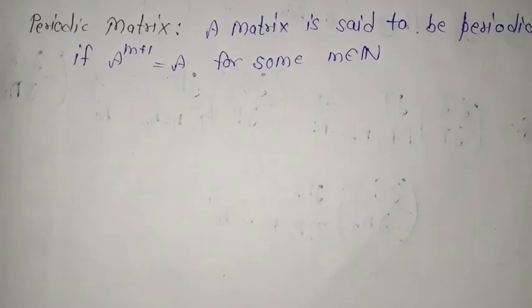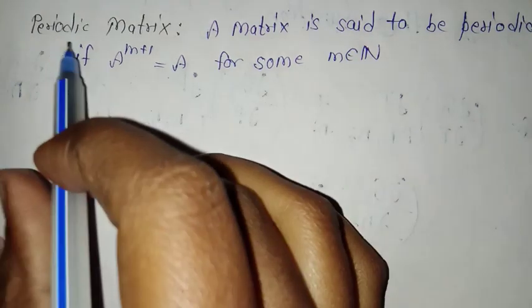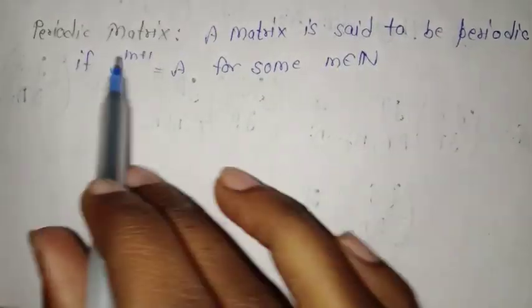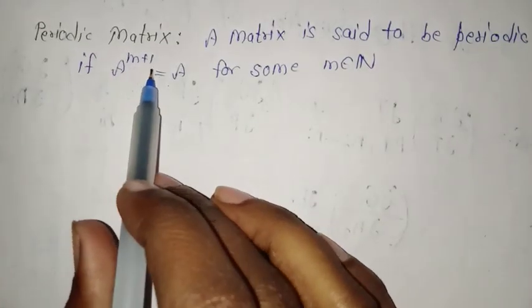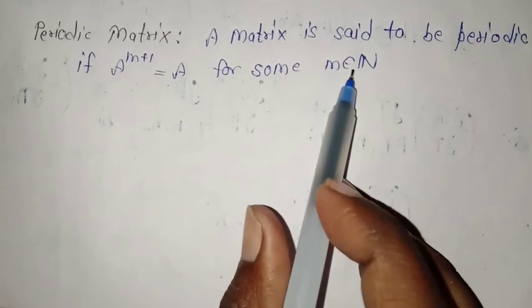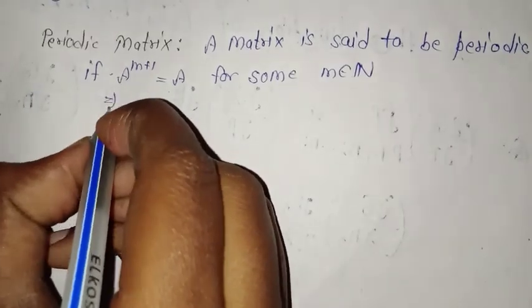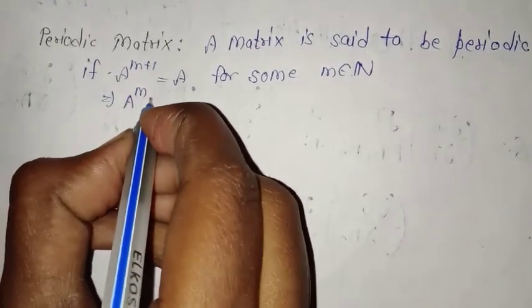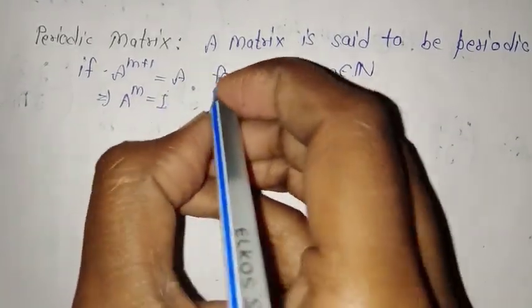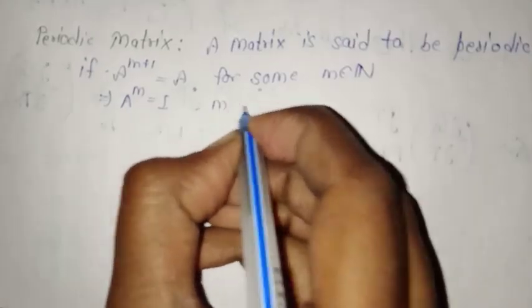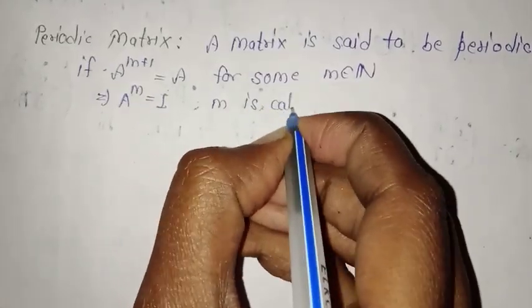So our next matrix is the periodic matrix. A matrix is said to be periodic if A to the power M plus 1 equals A for some M belonging to the set of natural numbers. This means that it can also be written as A raised to the power M equals the identity. This M is called the period of the matrix.